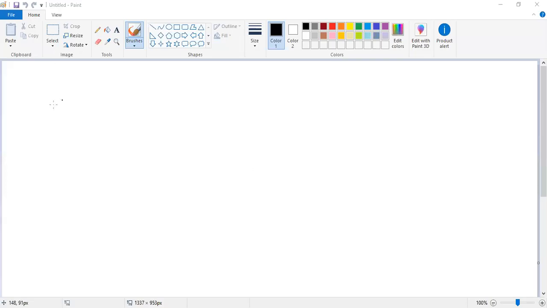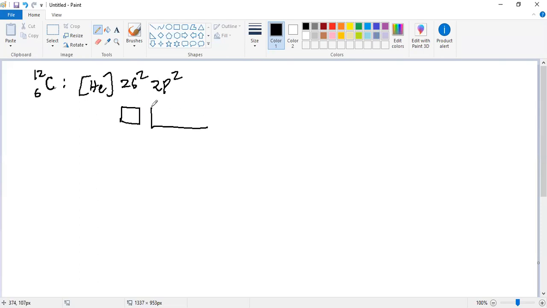Hello, dear students. In the last period, we studied carbon. So we know that carbon has atomic number 6, atomic mass number 12. Its electronic configuration is helium 2s2 2p2. So we represent the electronic configuration in this manner, that in 2s we have 2 electrons and in 2p we have 2 electrons.